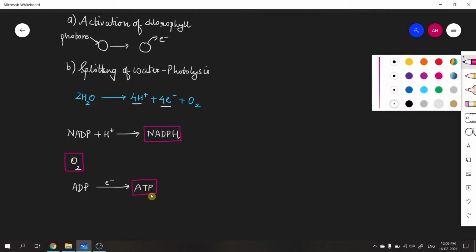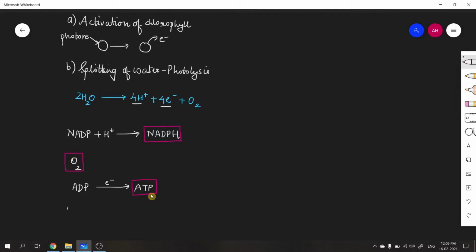And this process is also called as photophosphorylation. All right. Photo because it occurs in presence of sunlight. Phosphorylation meaning addition of phosphate to form ATP. So here we saw in the light dependent phase NADPH is produced and oxygen is released and ATP is also produced. Now both NADPH and ATP, these are used in the dark reaction, that is in the light independent reaction.